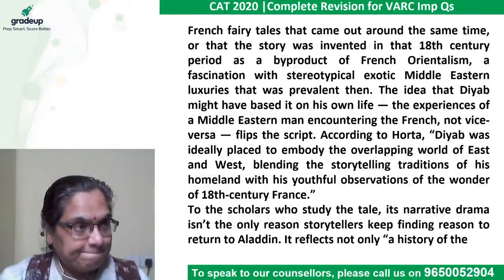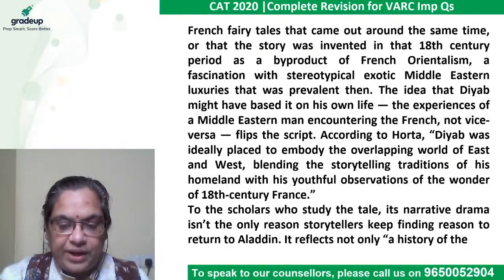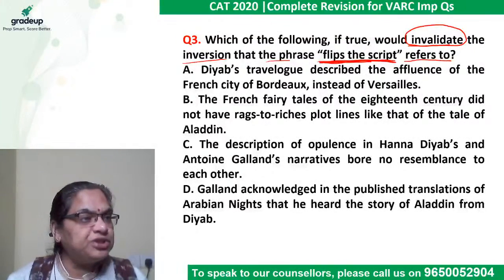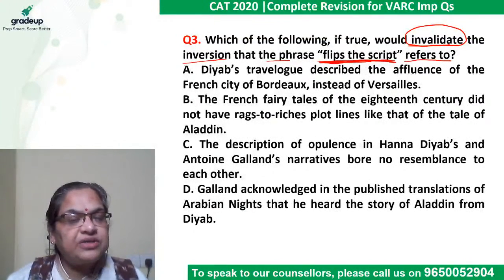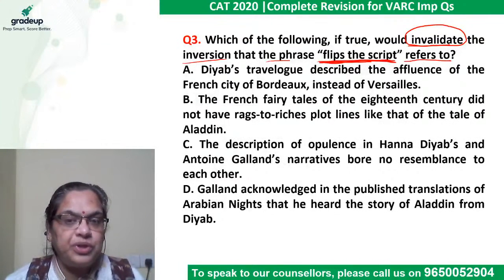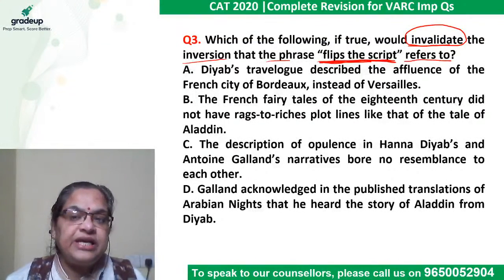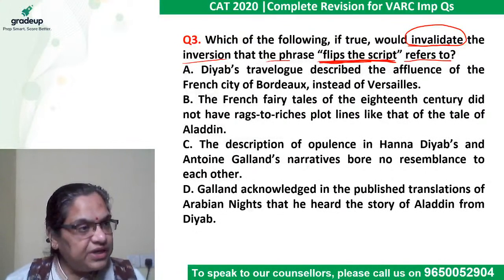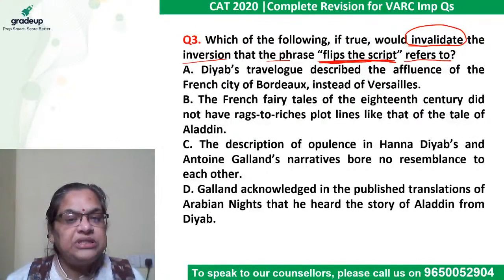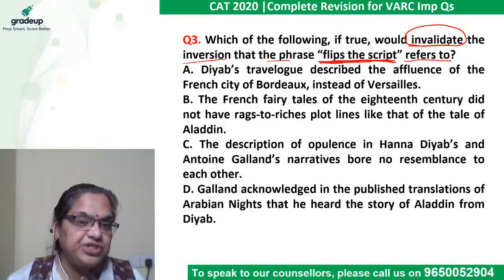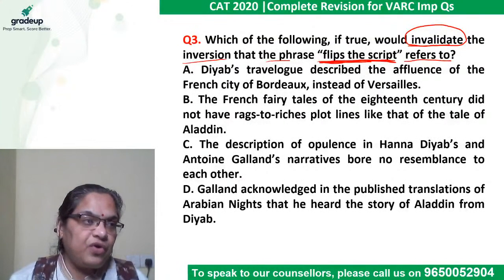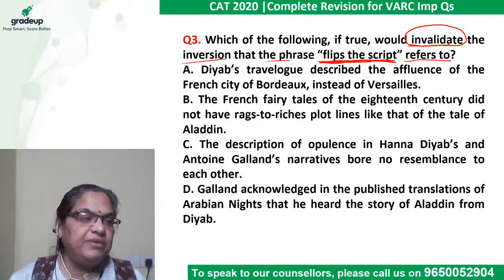Read it? Okay, let me show you the question. Look at 3, look at all the options of 3. Diab's travelogue described the affluence of the French city of Bordeaux instead of Versailles. The French fairy tales of the 18th century did not have rags to riches plot lines like that of the tale of Aladdin. The description of opulence in Hannah Diab's and Antoine Galland's narratives bore no resemblance to each other. Galland acknowledged that he heard the story from Diab. Which one would invert the flip the script?